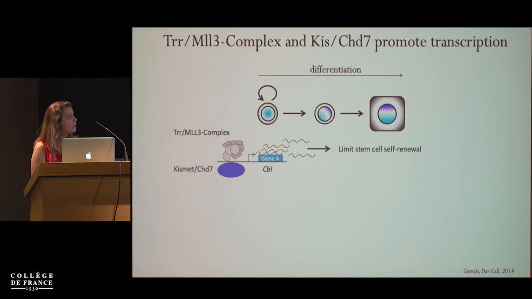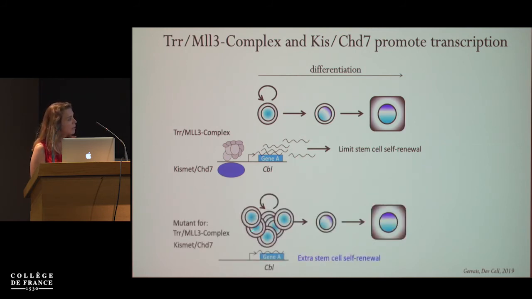We see that trithorax-related and Kismet both bind to CBL. They're required to produce a lot of CBL to allow for stem cell self-renewal to be limited through the downregulation of the EGFR receptor. In the mutant contexts, we now make less CBL, which now leads to an increase of EGFR protein and an enhanced stem cell self-renewal.